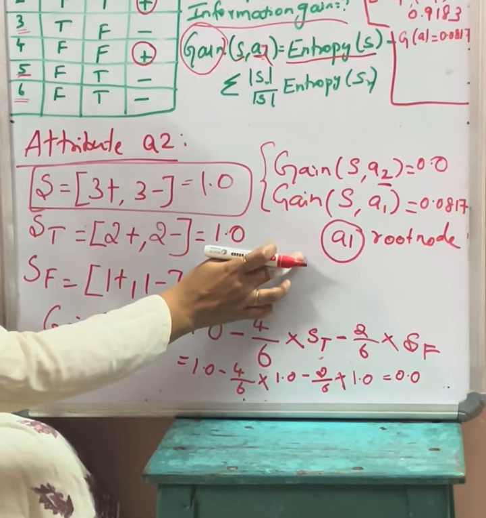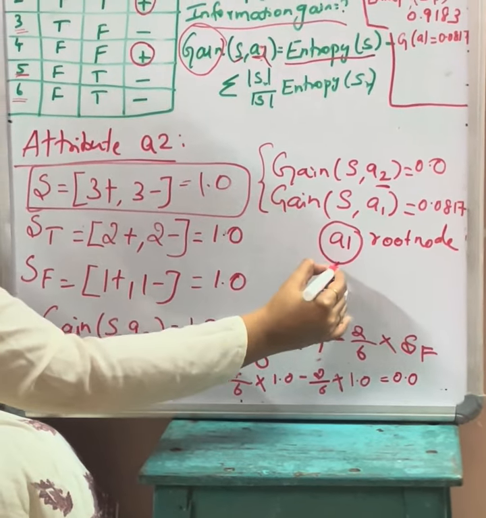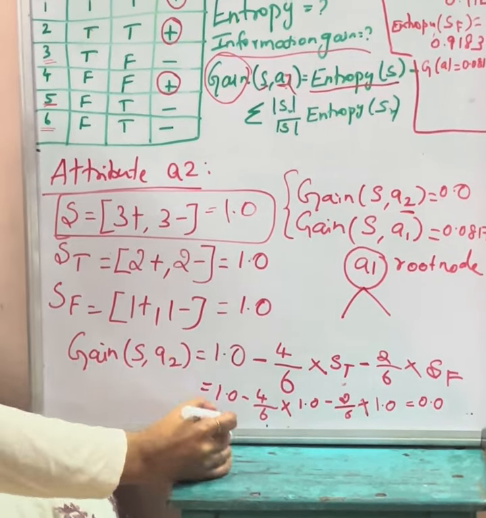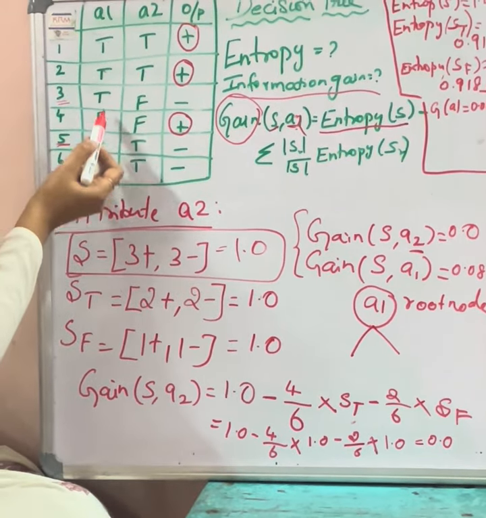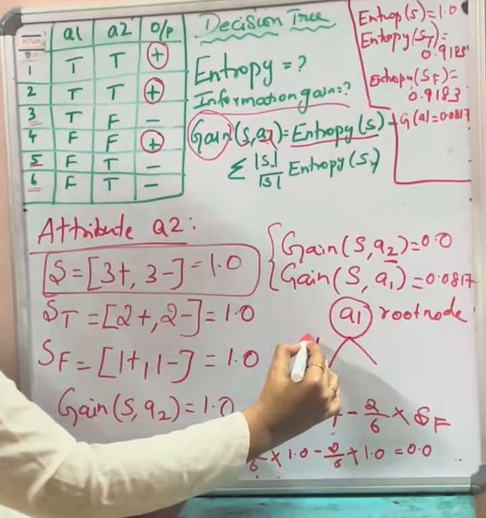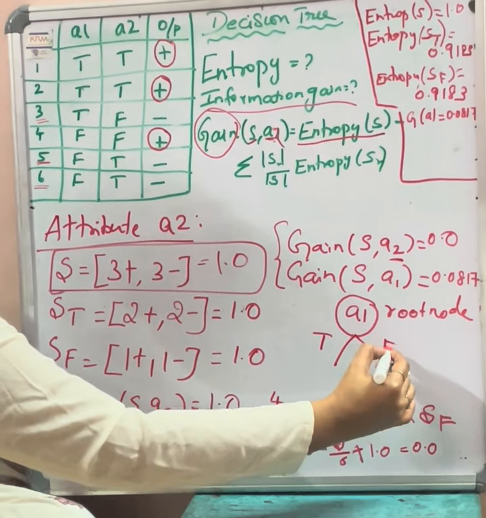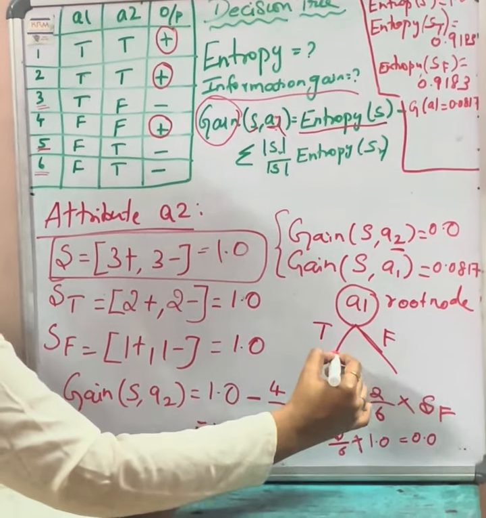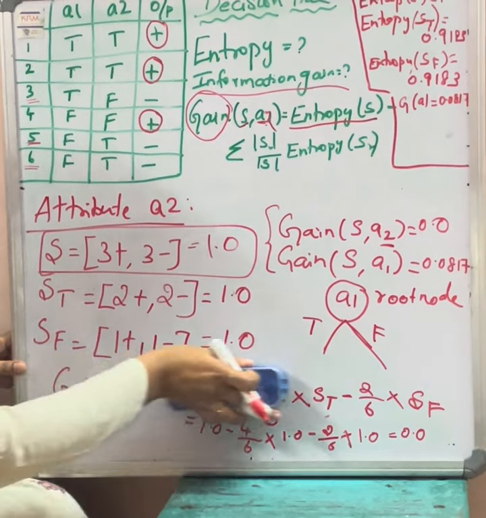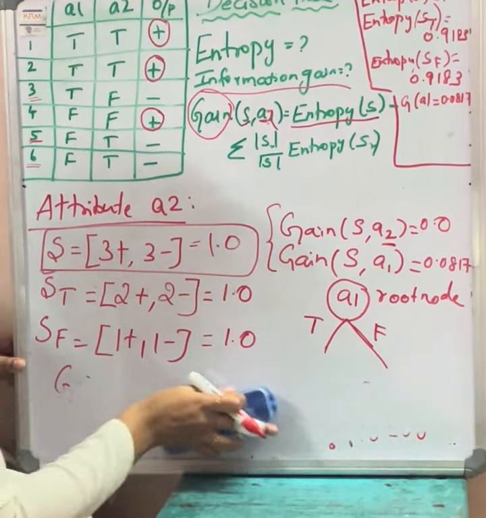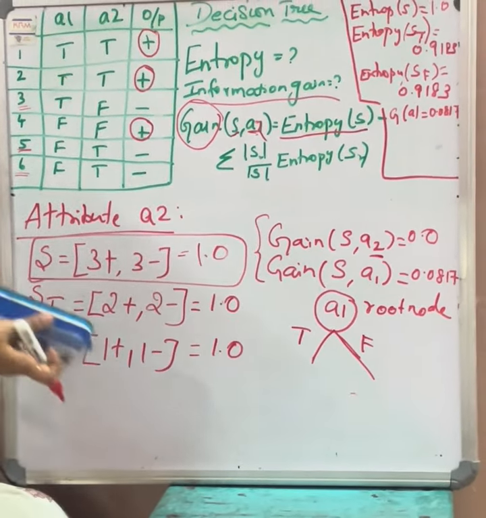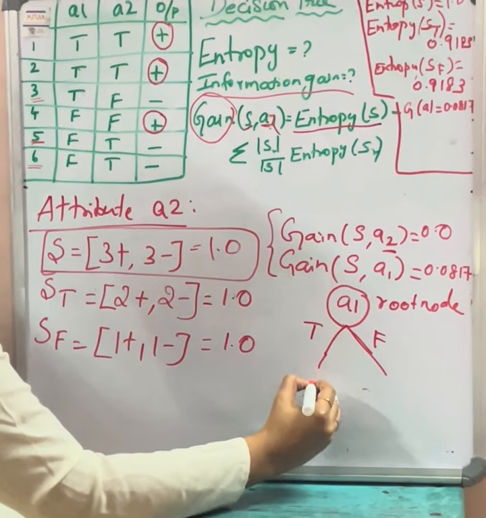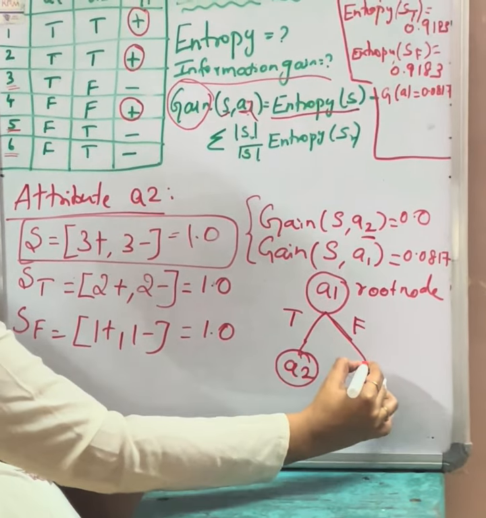So now we have A1. We have to check what values we have in A1. We have true and false, T and F. So if we take T and F as the values for this, now in these branches we have only A2. So let me freeze with A2 here.